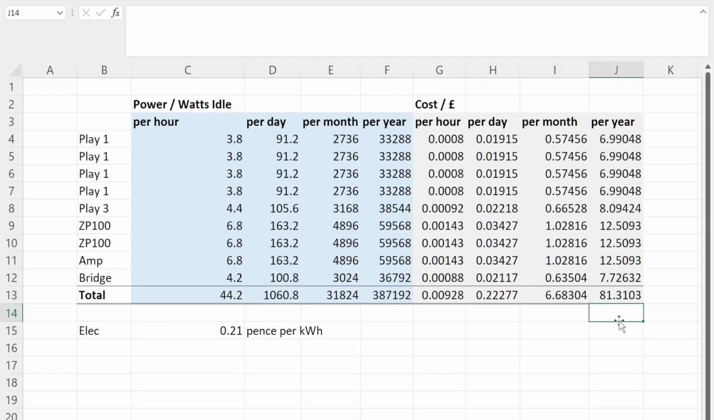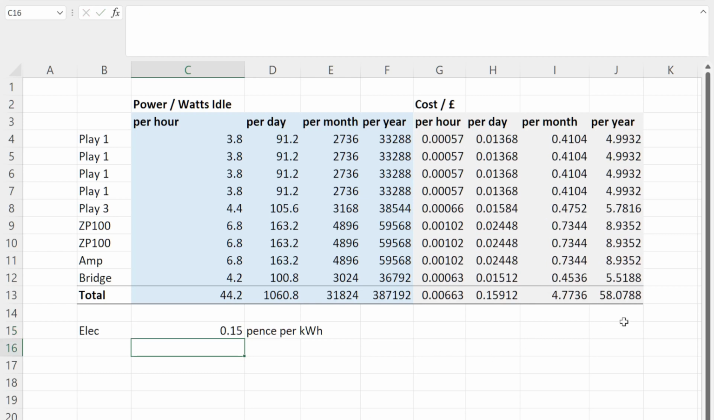Going up to, and this is really the big figure we want to look at, I suppose, I think £6 is enough per month, but per year, £80 a year to have these items on standby, or to have them sitting on idle. So if I just change this up, because this obviously could vary depending on where you live and what you pay for your electric per kilowatt hour. So if you were on, say, 15, if you were lucky enough to be on 15, you're spending about £58 or $58 a year on a setup like this being idle.